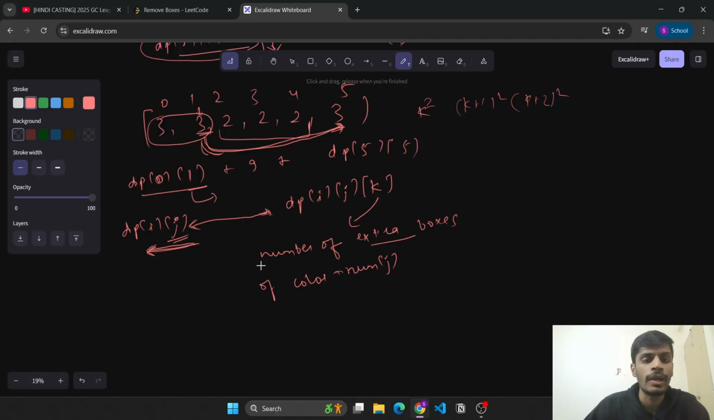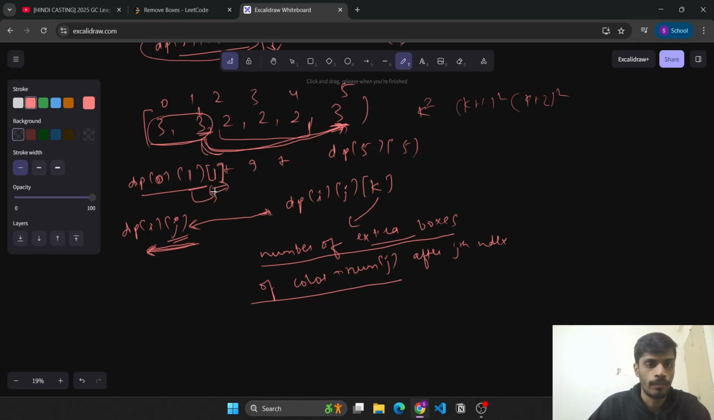So we maintain the number of extra boxes of color nums of j that we have after the jth index, which means it will form a continuous sequence with this element. For example, here it will be dp of 0 1 and we'll have one extra element on the right, and we can utilize this value.